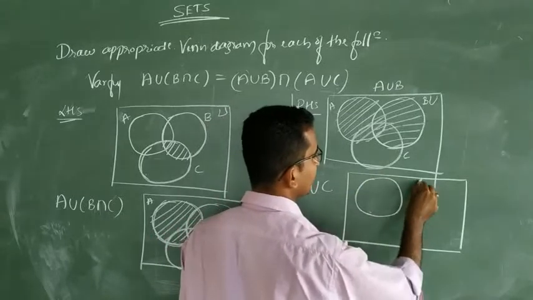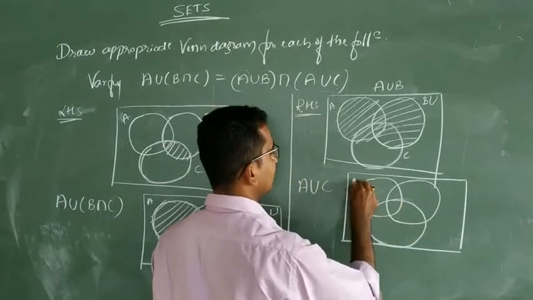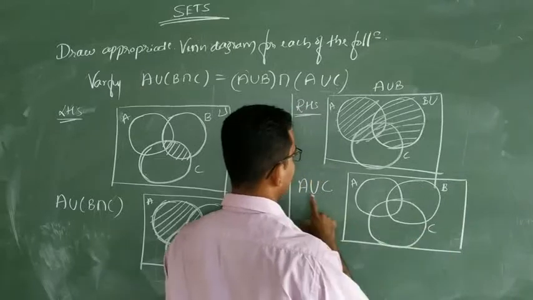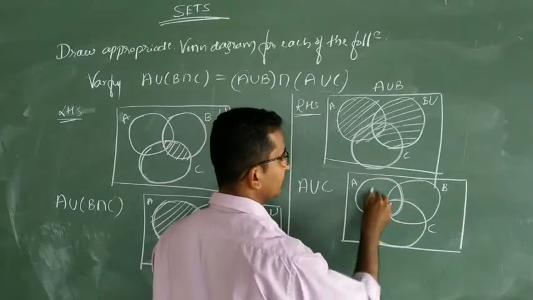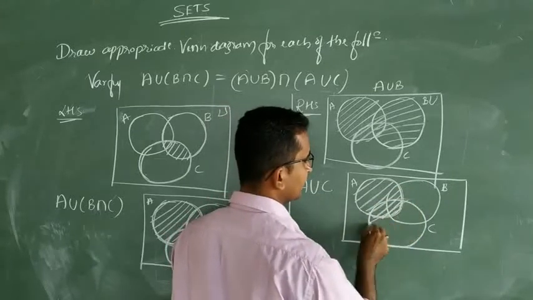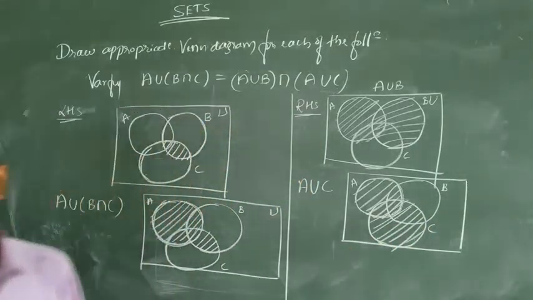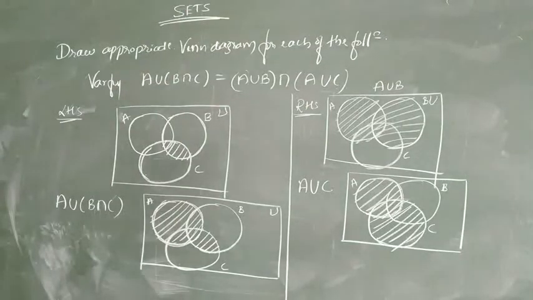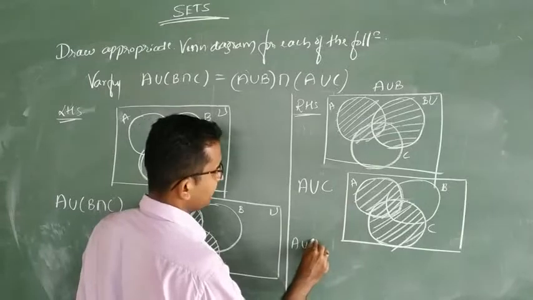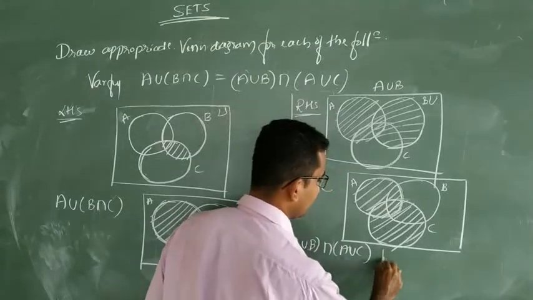This is A, this is B, this is C. The elements which are present in A, this region, fill up this one. Or in C, all of this. Or in both. So next we have to verify A union B intersection C equals A union B intersection A union C. That I will solve here.